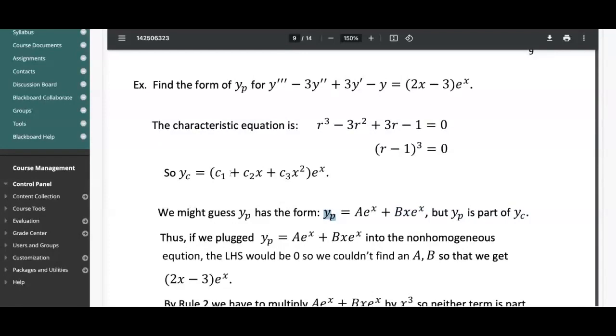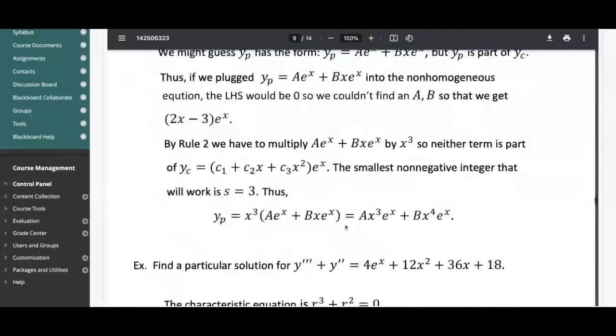We don't want those two to be the same, because the particular solution is supposed to be separate from the rest of the solution, called the complementary solution. But you see those two have duplicates, something overlapping. You see this a e to the x overlaps with the c1 e to the x, and bx e to the x overlaps with the c2 x e to the x. So that's why we have to multiply by x raised to a power s that has to be higher than this. Okay, got that.